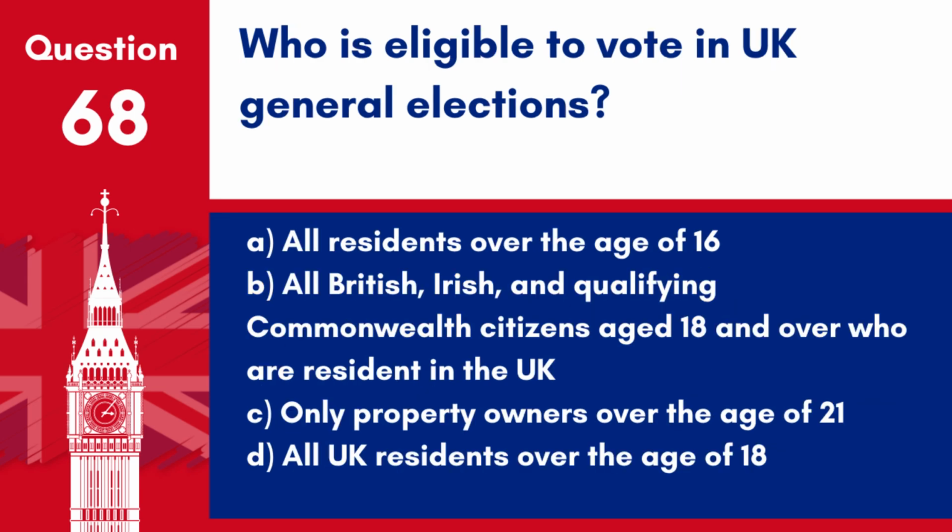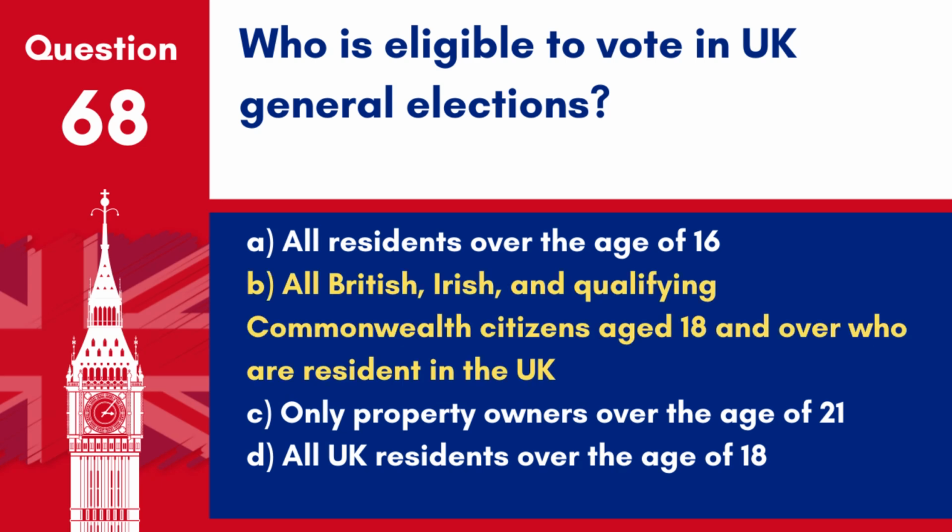Question 68. Who is eligible to vote in UK general elections? A. All residents over the age of 16. B. All British, Irish and qualifying Commonwealth citizens aged 18 and over who are resident in the UK. C. Only property owners over the age of 21. D. All UK residents over the age of 18.